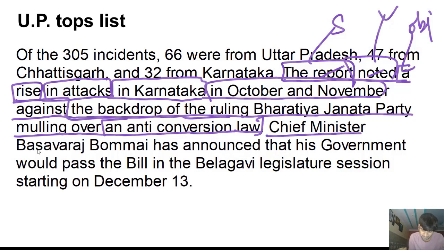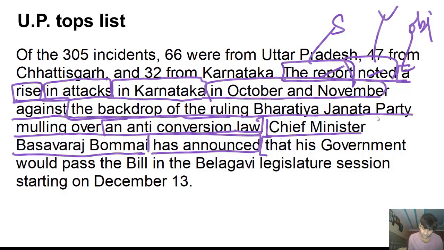So, Chief Minister Basavaraj Bommai, I hope I'm pronouncing his name correctly. Chief Minister is a post; we don't know the name of the person. Chief Minister, whose name is Basavaraj Bommai, has announced, verb phrase: has, helping verb, announced, main verb. What does this guy announce? That his government would pass the bill in the Belagavi legislature session starting on December 13th. This is what he has announced.